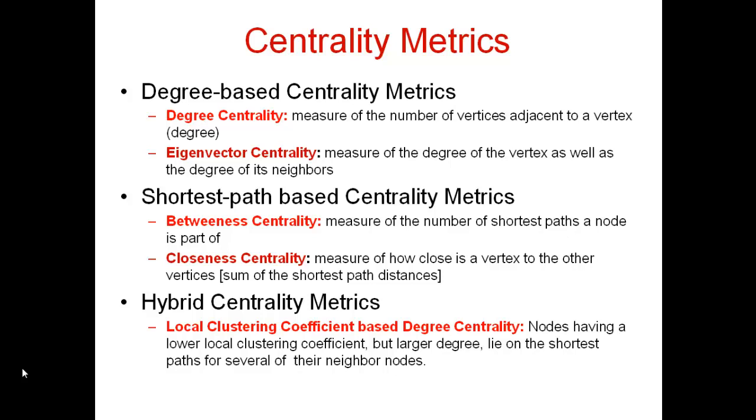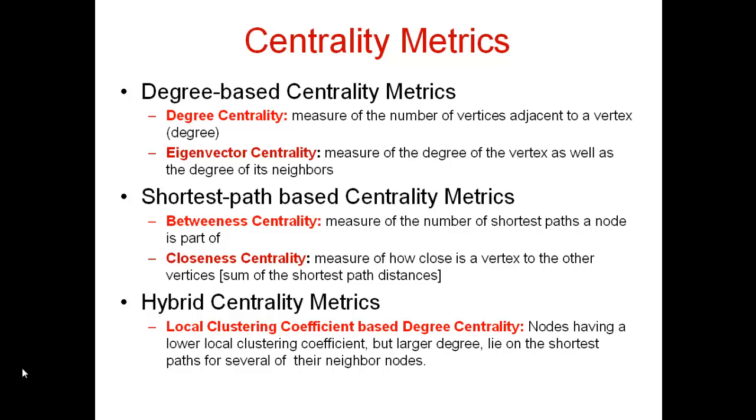Then the eigenvector centrality quantifies how important a node is based on not only its degree but also the degree of its neighbors. So it captures all these things together as one single quantifiable metric. It's a measure of the degree of the vertex as well as the degree of its neighbors. When we look at the algorithm, we'll see the details of this definition. I showed you in the previous module what it really means. So it's not sufficient for a vertex by itself to have a larger degree. Its neighbors should also have a larger degree for that vertex to have a larger eigenvector centrality.